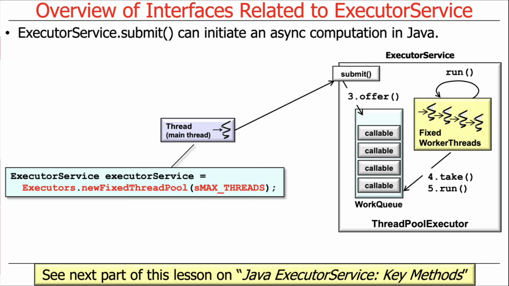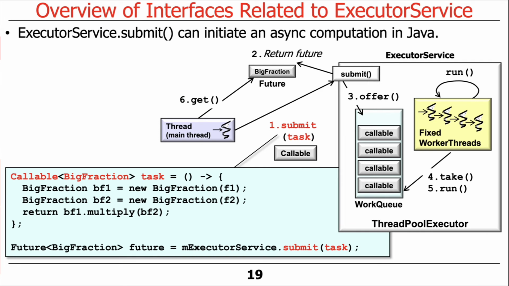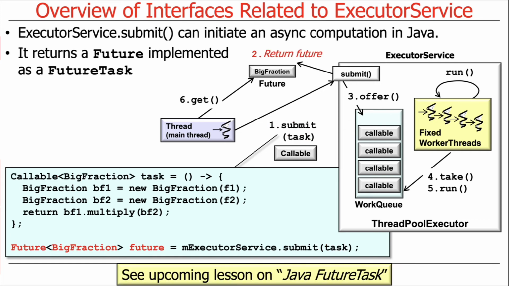Well, funny you ask. It's called submit. There's a method that's part of ExecutorService called submit that can initiate an asynchronous computation in Java. And as you can see here, we can make ourselves a fixed thread pool. We could also do other kinds of thread pools, but let's make a fixed one. We can then go ahead and make ourselves a task. This particular task is a callable that will multiply two big fractions together and return the result. And then we can go ahead and submit that task into the ExecutorService. So we submit the task. And that will then return a future, which we'll talk about later. It's implemented by something called a FutureTask, which we'll discuss in an upcoming lesson.